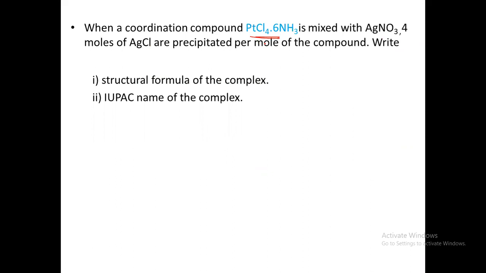It's PtCl4·6NH3. To the solution of this complex, you're adding silver nitrate so that 4 moles of AgCl are precipitated. From these precipitation details, you have to find out the structural formula of the complex. Out of this PtCl4·6NH3, you should know how many Cl are present as ligand and how many as counter ion. You can understand that from the precipitation details.